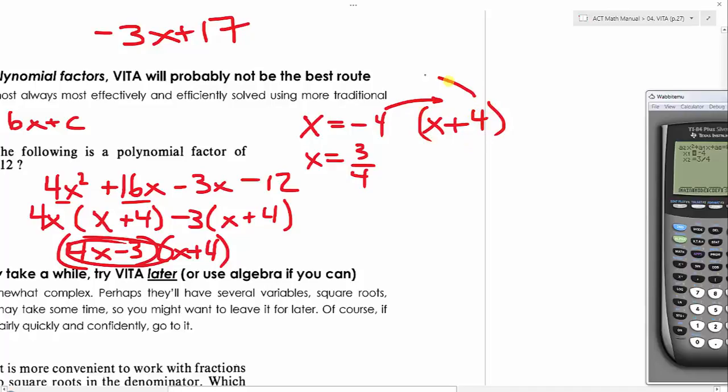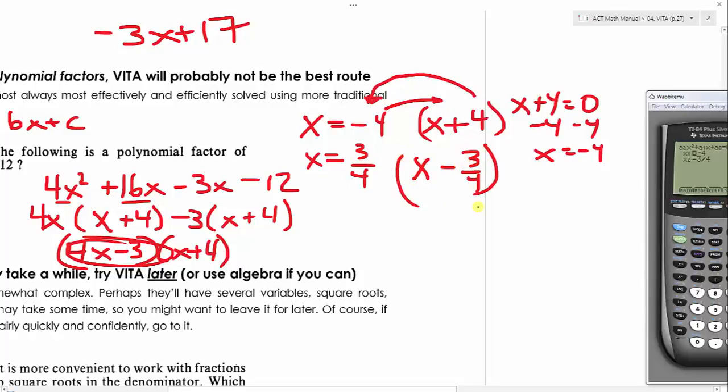Going from x plus 4 back to x equals negative 4, we should be able to see that x plus 4 equals 0, minus 4, so x equals negative 4. Well, that's how we get the 0 from the factor, and we're just getting the factor from the 0 here, and this one would be x minus 3/4. Well, if you look at the answers, obviously you do not see either of those.